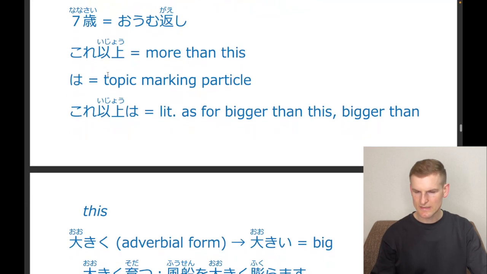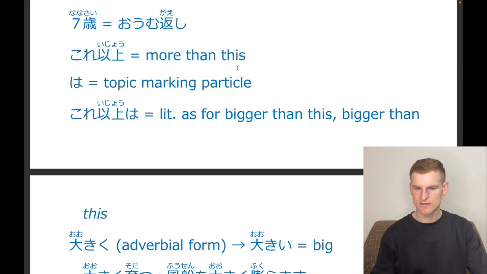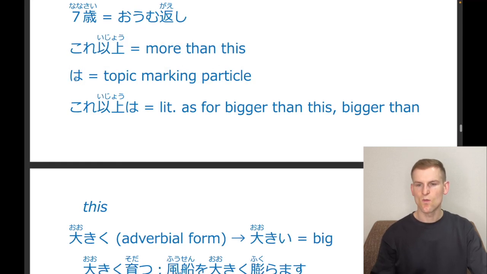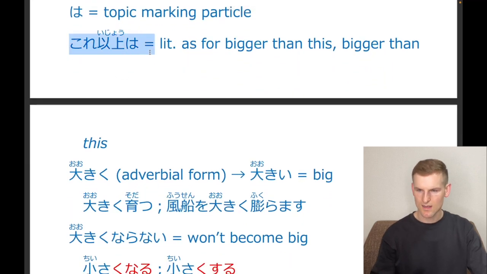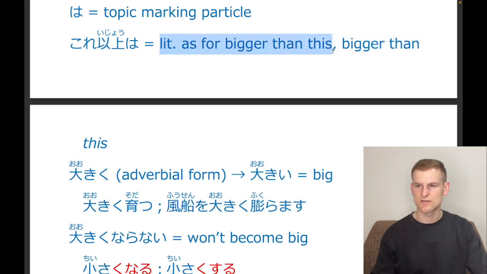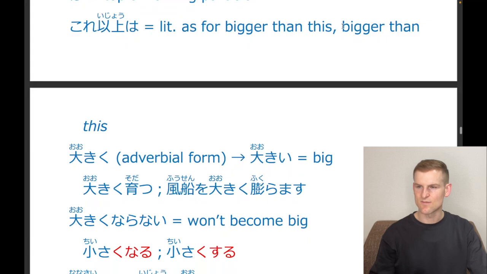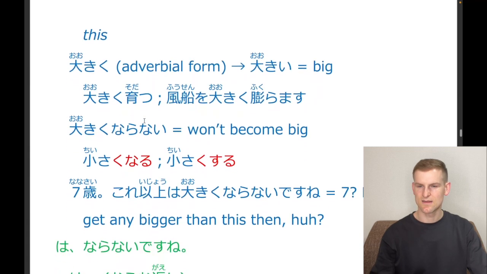Okay, following that, これ以上. Okay, more than this. は, topic marking particle. So は is the topic marking particle, but it has a unique usage here. So let's look at that a little bit. これ以上は. Okay, so literally it's like saying as for bigger than this, which is extremely weird in English. But the effect of it is kind of like saying bigger than this. It's like you're emphasizing this. And let's look at the next part.